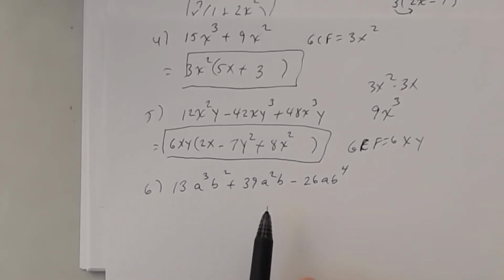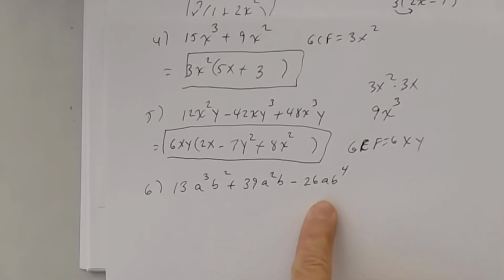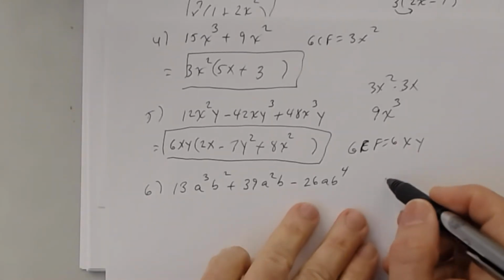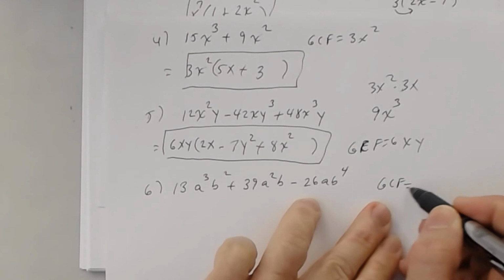Look at the smaller coefficient first. What's the smallest coefficient? 13. What's the largest factor of 13? 13. Will 13 go into the other coefficients? Yes, all of them, right? So what's the GCF of the coefficients? 13. Be strategic with this.